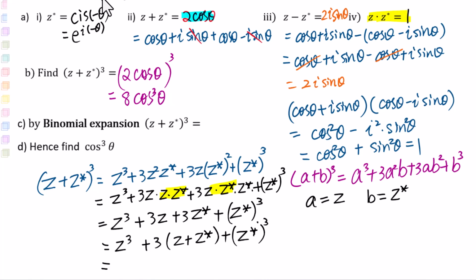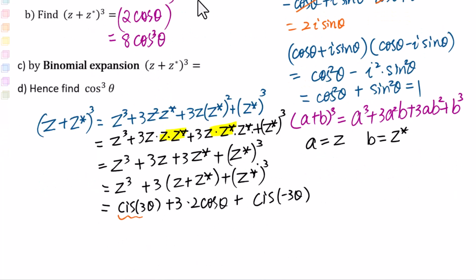Let's use DeMoivre's theorem. cis 3 theta plus 3 times z plus z star, which is 2 cosine theta, plus cis negative 3 theta. These two added together equal 2 cosine 3 theta plus 6 cosine theta.